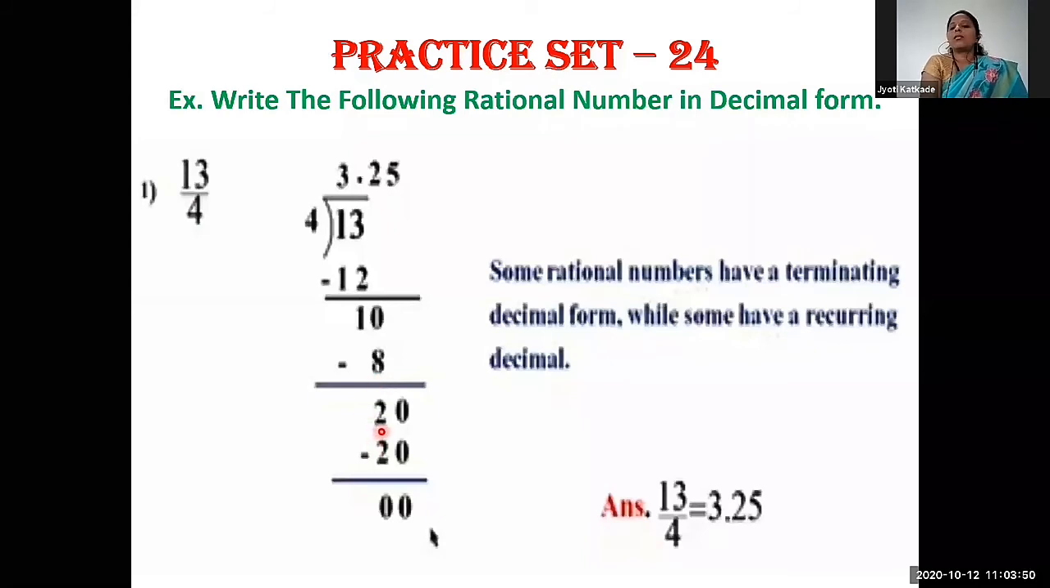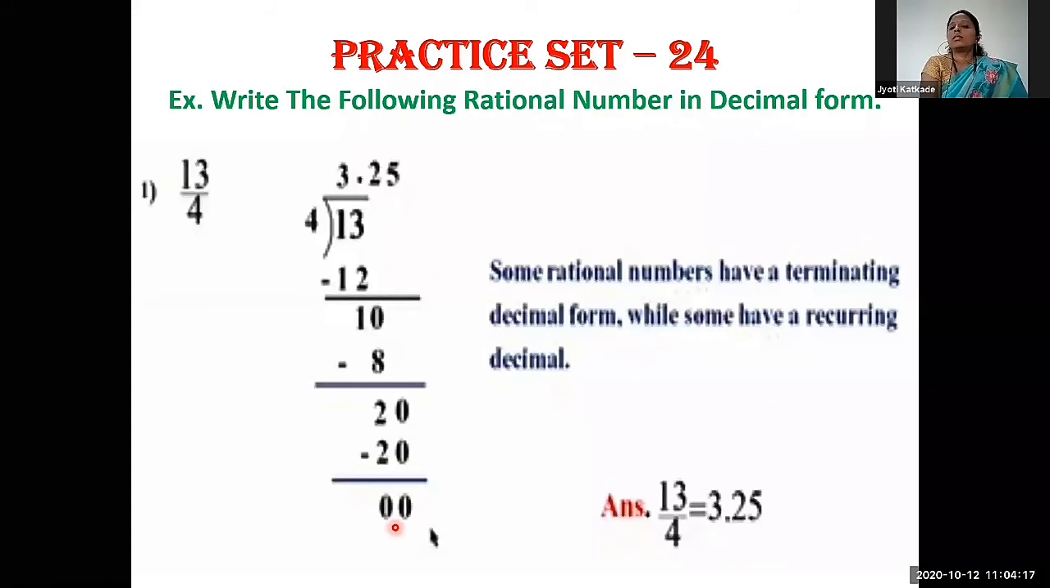Now our value is 20. Why do we take 0 there? Because we take a decimal point after the 3, and when we take a point after 3, we can add 0 on that number. That is 20. Now 4 5s are 20. When we minus 20 from 20, the remainder we get is 0.